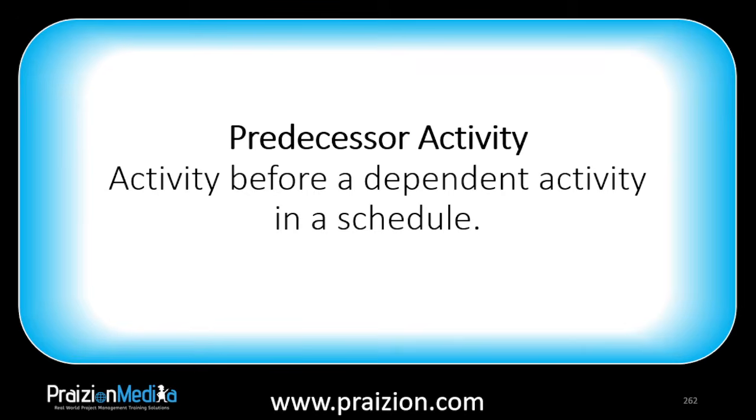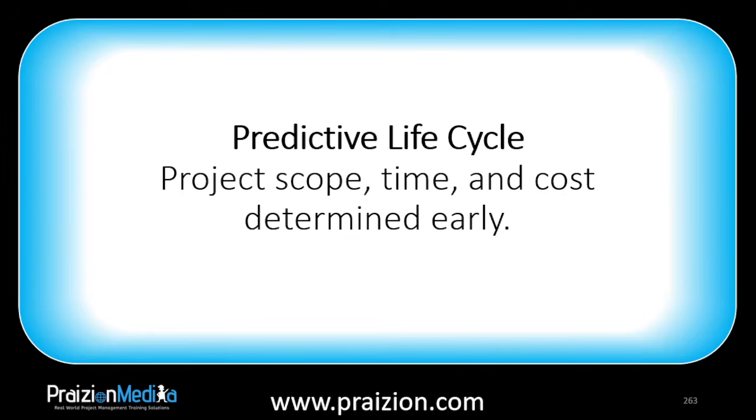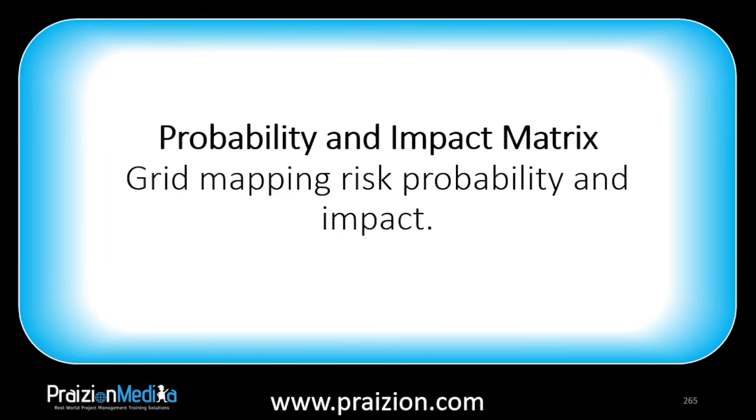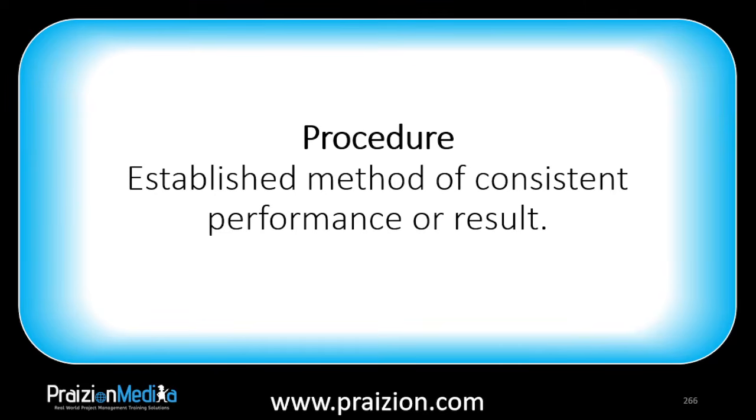Predecessor activity, an activity before a dependent activity in a schedule, from the word precedes. Predictive life cycle, project scope, time, and cost determined early. Preventive action, activity ensuring future performance is aligned with a plan. Probability and impact matrix, a grid mapping risk probability and impact.